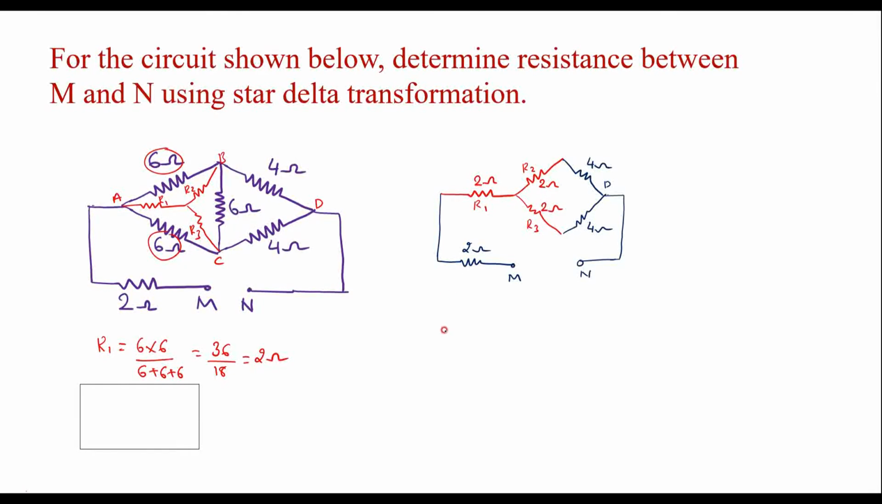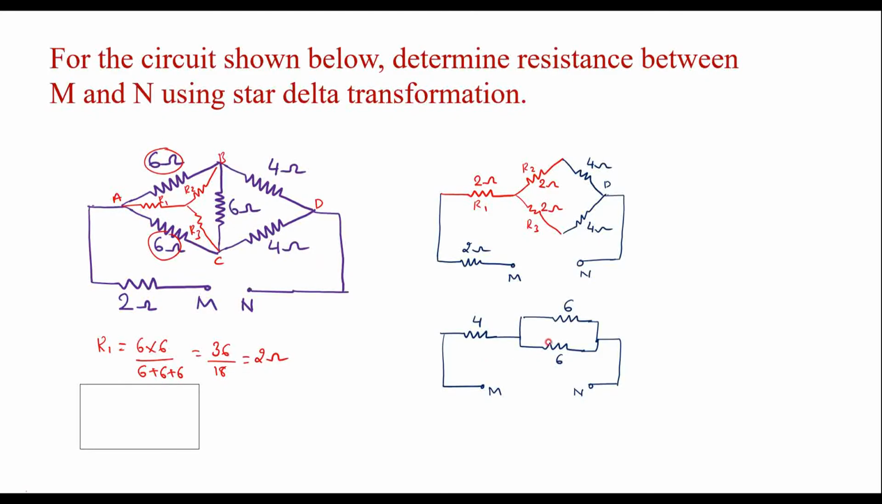I will simplify the circuit further. This 2 plus this 2 will be 4. So here, this 2 and 4 are in series, that will be 6. This 2 and 4 will be in series, that is 6, and those are connected to the same node, that is the D node, and this terminal is connected to N, and this terminal is connected to M.